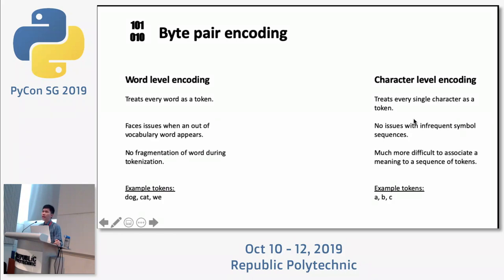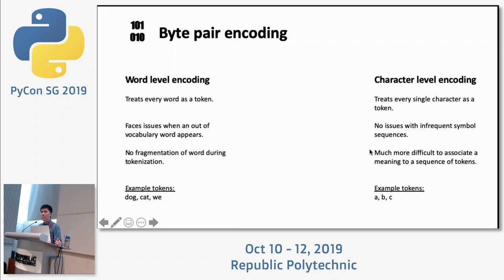On the other hand, we have character level encoding, which is to treat every single character as a token. Since every word can be formed by chaining characters together, we are able to tokenize any piece of text, and we will not face issues with infrequent symbol sequences, since every word can be tokenized into its individual characters. However, such an approach usually leads to worse results, since it is more difficult to learn the meaning of words when everything is fragmented. The example tokens are basically all the alphabets of the language.